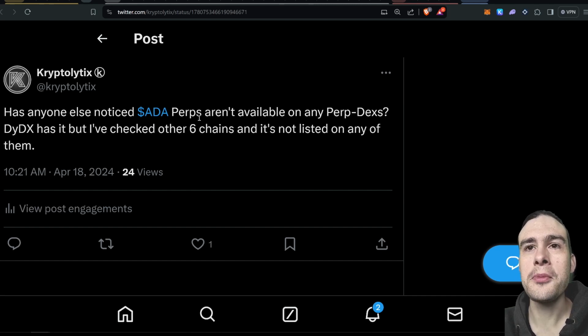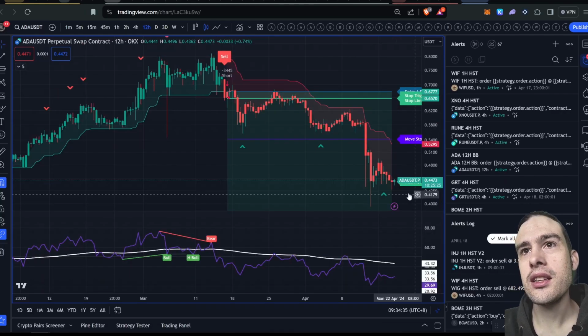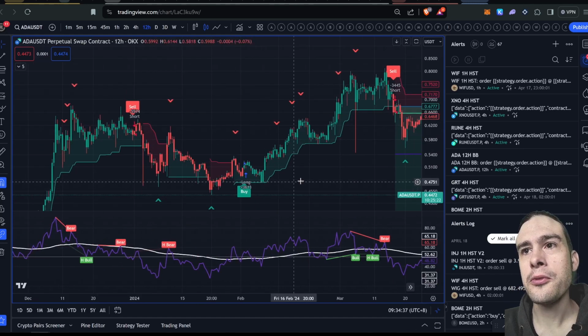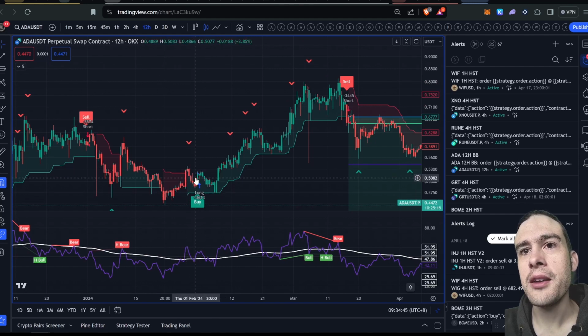ADA is kind of a boomer coin as well, but I don't know, because I've got a really good strategy for it. 64% win rate. It's up 2,000% since the start of last year. Let me look at these beautiful, beautiful price moves. And also I could use the Heikin-Ashi Supertrend as confluence. So that's the Heikin-Ashi Supertrend there, which broke out there, but I go for the BB and then buy on the Heikin-Ashi Supertrend.